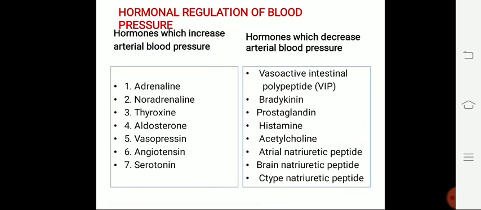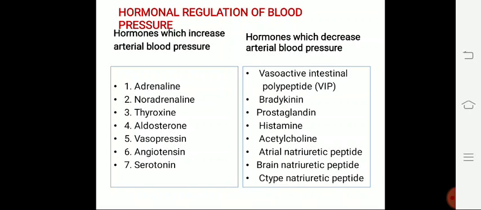Now we see how the blood pressure is regulated by the hormones. There are various hormones which increase or decrease the blood pressure. When there is vasoconstriction, the arterial blood pressure increases. When there is vasodilatation, arterial blood pressure decreases. The hormones which increase the arterial blood pressure are adrenaline, noradrenaline, thyroxine, aldosterone, vasopressin, angiotensin, serotonin. These all have a vasoconstrictor effect and increase the blood pressure.